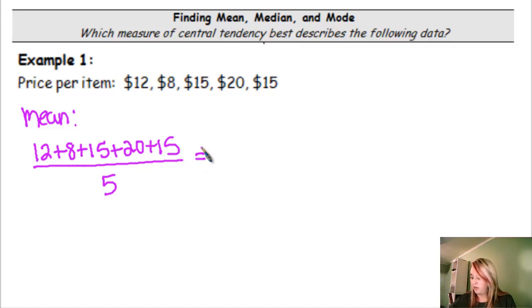So let's do that on our calculator now. So we get 70 on the top, and we're going to divide that by 5 to get 14. So the mean for this particular data set is 14.